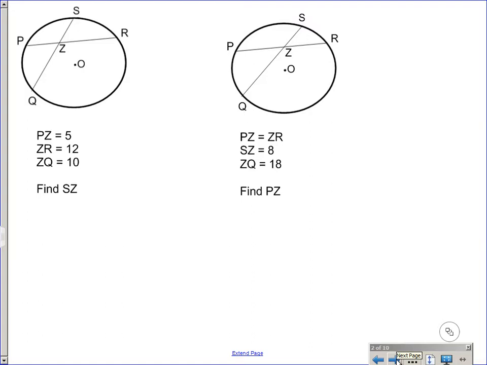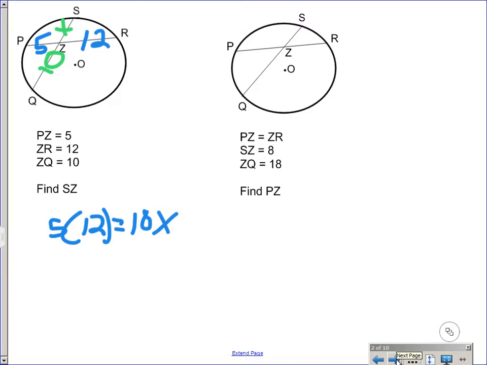So let's give it a try. In the left example, we have from P to Z, which is 5, and we have from Z to R, which is 12. For the next segment, we have Z to Q, which is 10, but what we don't know is Z to X. So I'm going to give that the variable X because that's what I'm solving for. So it's the product of the first chord segments, 5 times 12, is going to equal the product of the second chord segments, 10 times X.